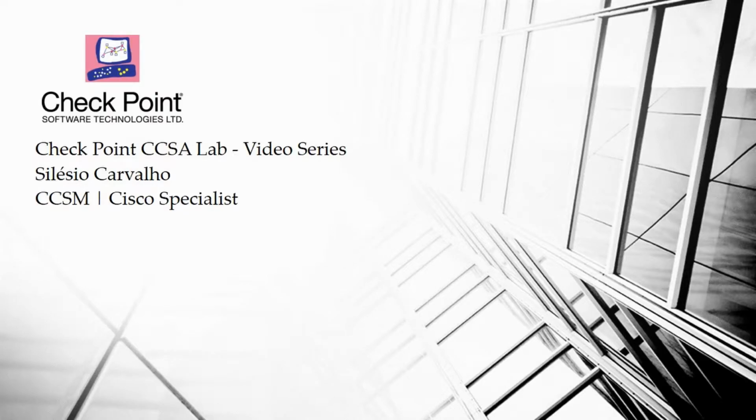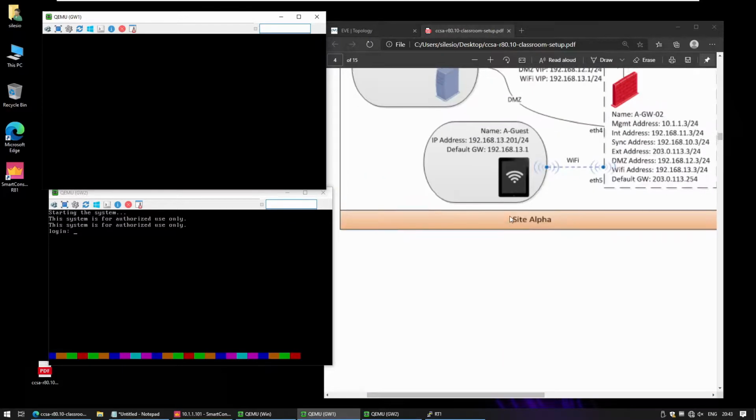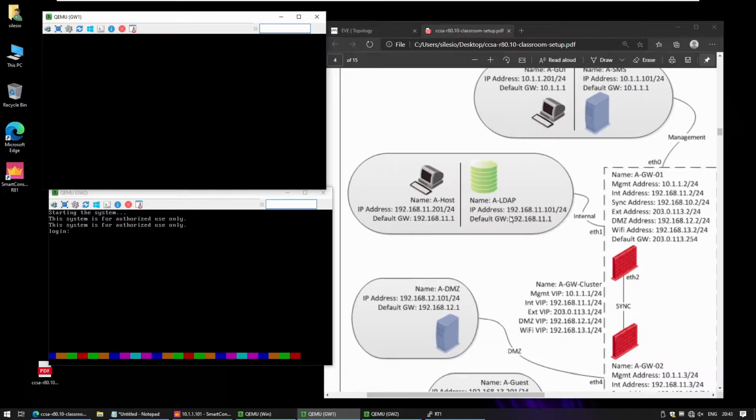Hi there. So in this video, we're going to configure the ClusterXL for the gateways on site A. I believe that's site alpha. Okay. So first of all, make sure the gateways have the license already installed. We already covered this in a previous video.